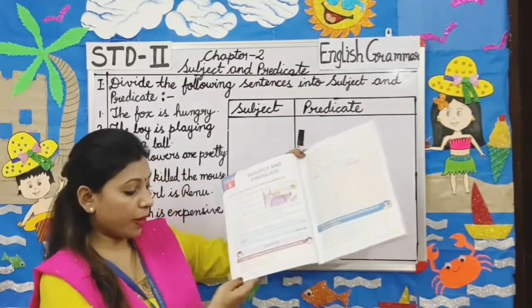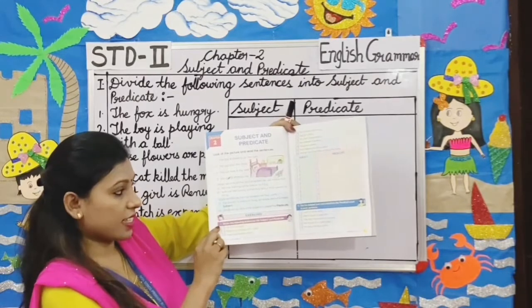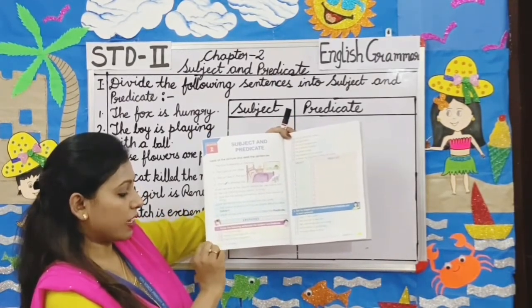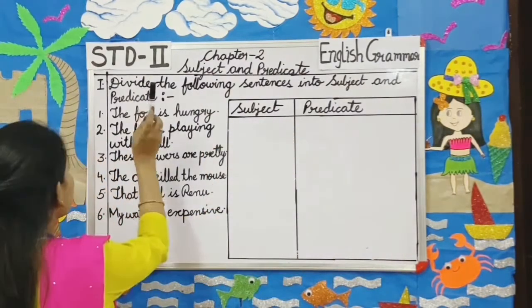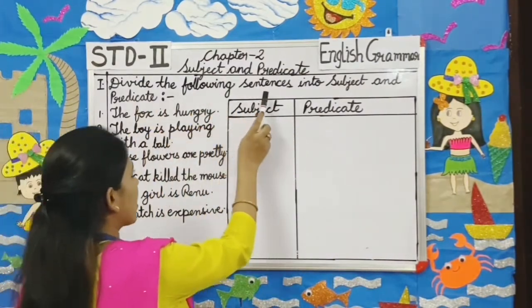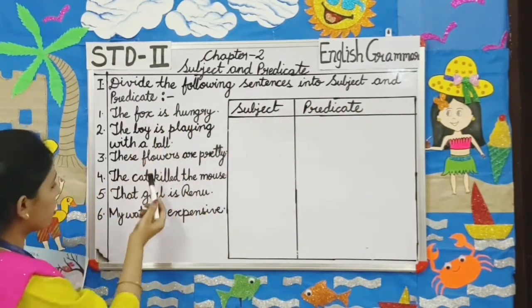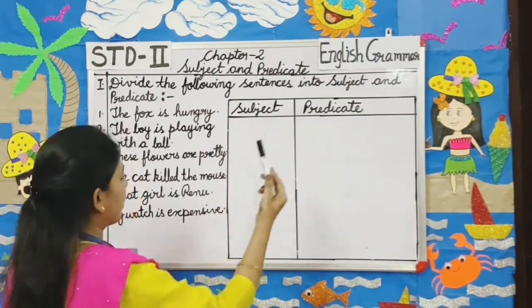Now, open your books to page number 10. We are going to do the first exercise in the book. This exercise is on both the pages 10 and 11. Divide the following sentences into subject and predicate. You have to divide these sentences into subject and predicate.